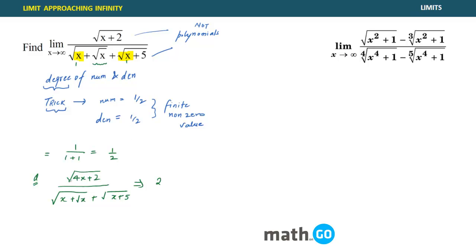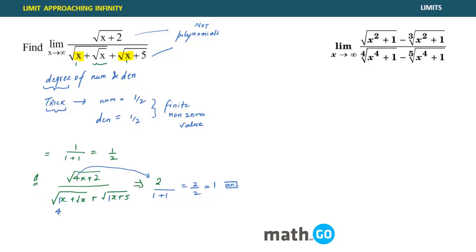Why not 2? Because the coefficient of root x is 4, but after taking under root you will get 2. So the numerator will return not 4, but 2, right? Here it will return 1. Here it is also 1. So 1 plus 1, so 2 by 2 is the answer. The answer is straight away 1. This is the answer we are looking for, right?